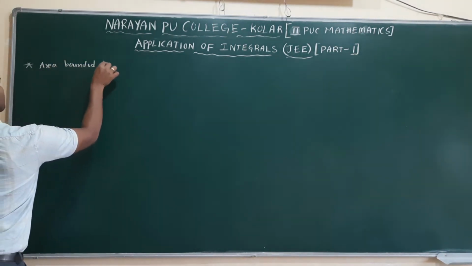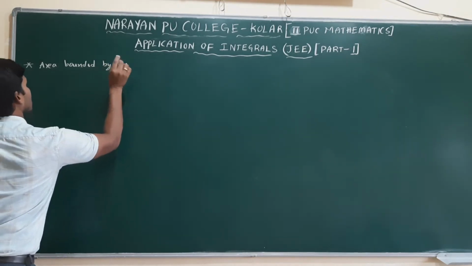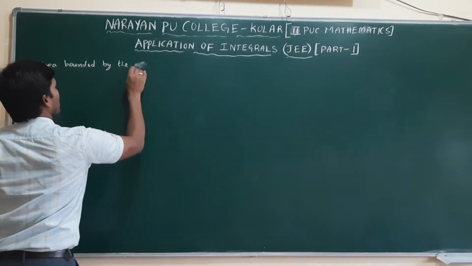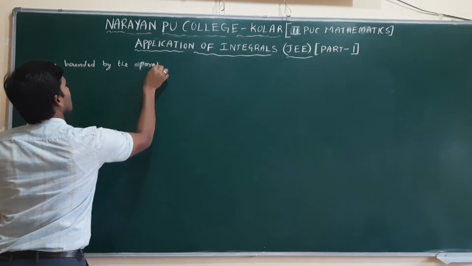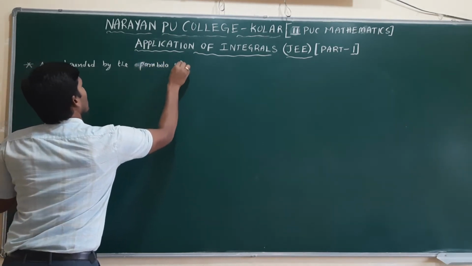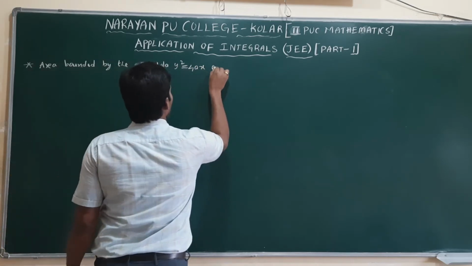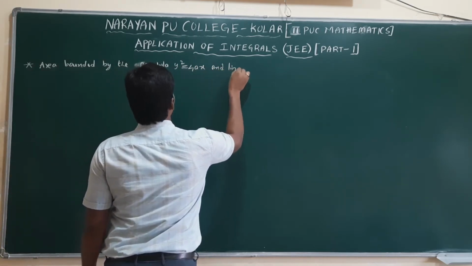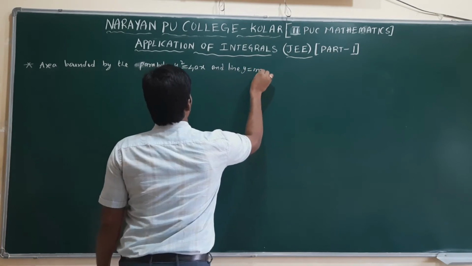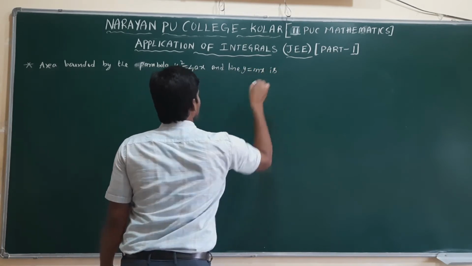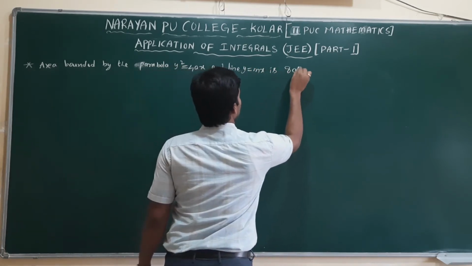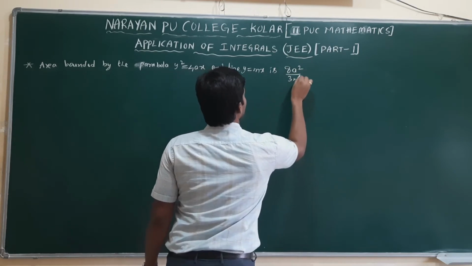It is the area bounded by the parabola y square equal to 4ax and the line y is equal to mx. The formula is 8a square by 3m cube.